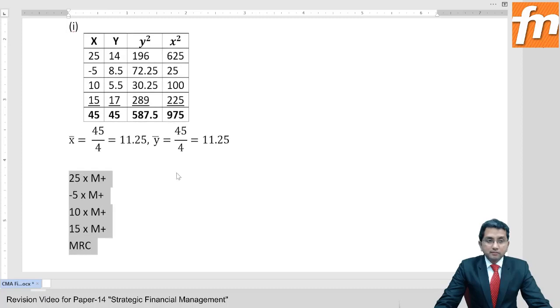If you wish, you can pause and note down these calculator short keystrokes.